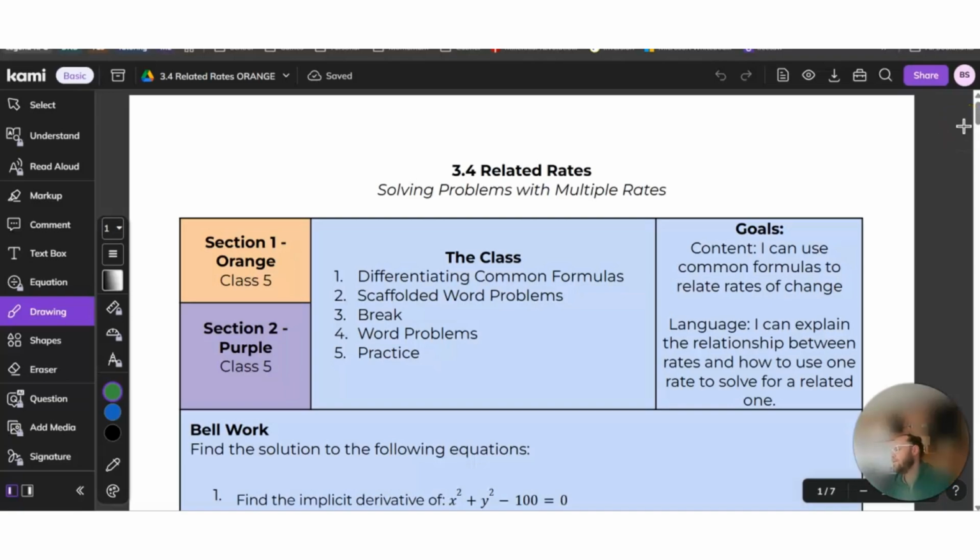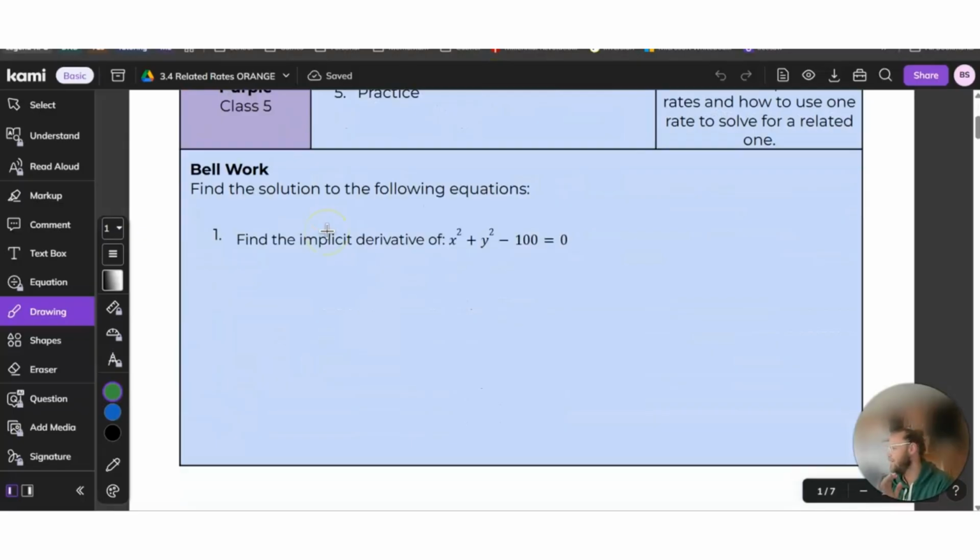All right, guys, so what we're going to do now is look at related rates. So we need to know how to do implicit differentiation before we can do this. And so to review with our bell work, our implicit.